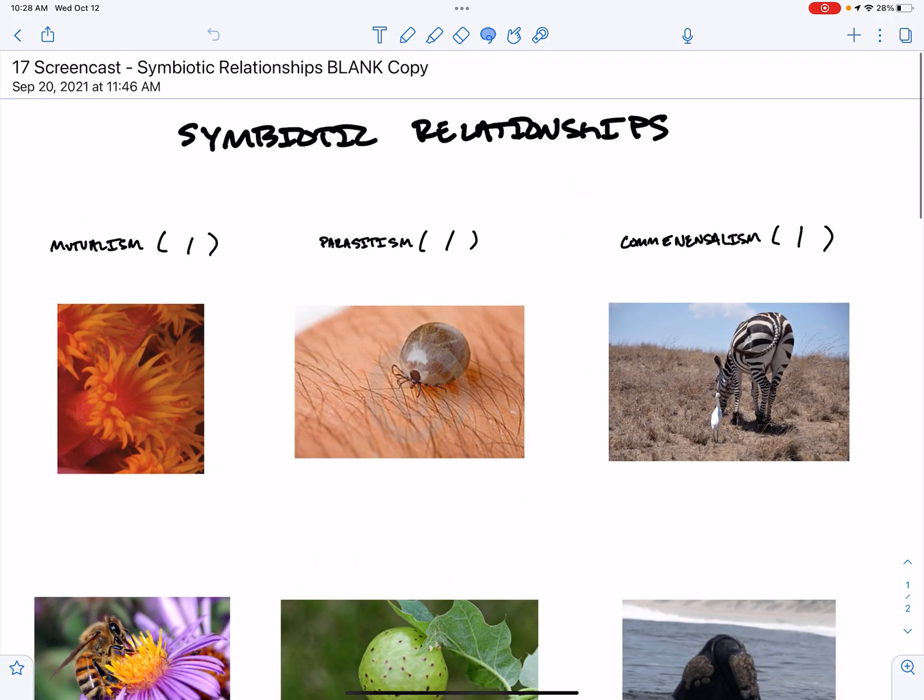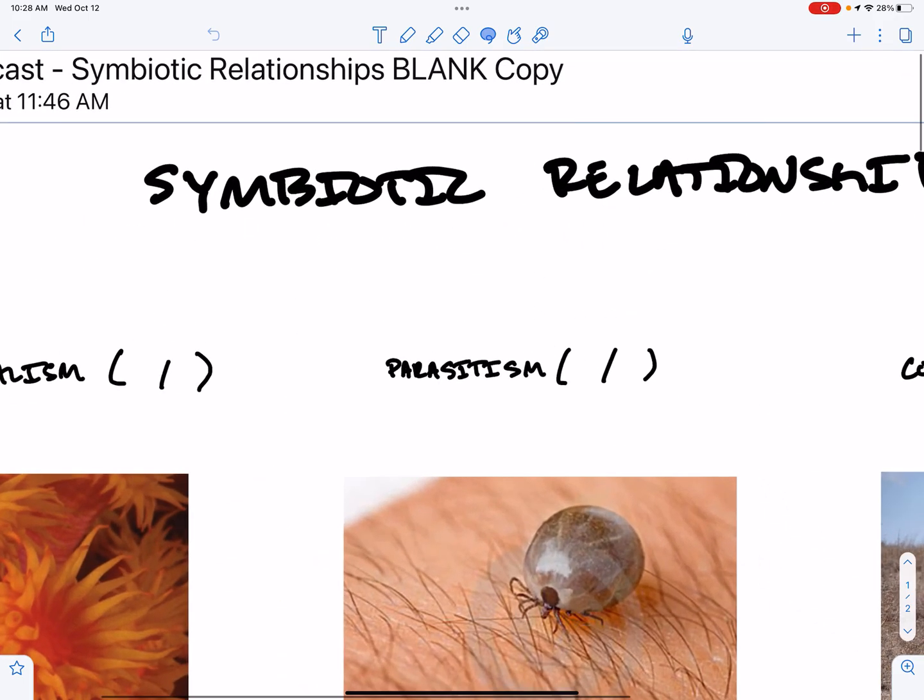So we define a symbiotic relationship as a close ecological relationship between two or more organisms. I'll write that down.